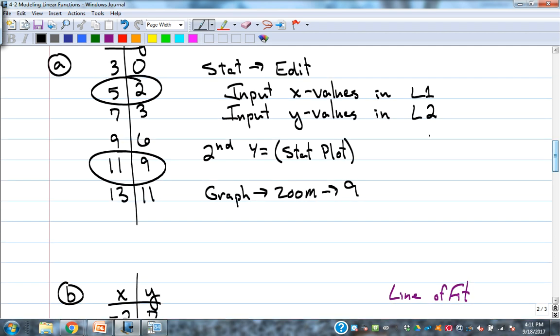Okay, so we're going to find the line of fit using those 2 points. So first thing I need for a line of fit is a slope. So 9 minus 2 over 11 minus 5. 7 over 6. My slope is 7 over 6.